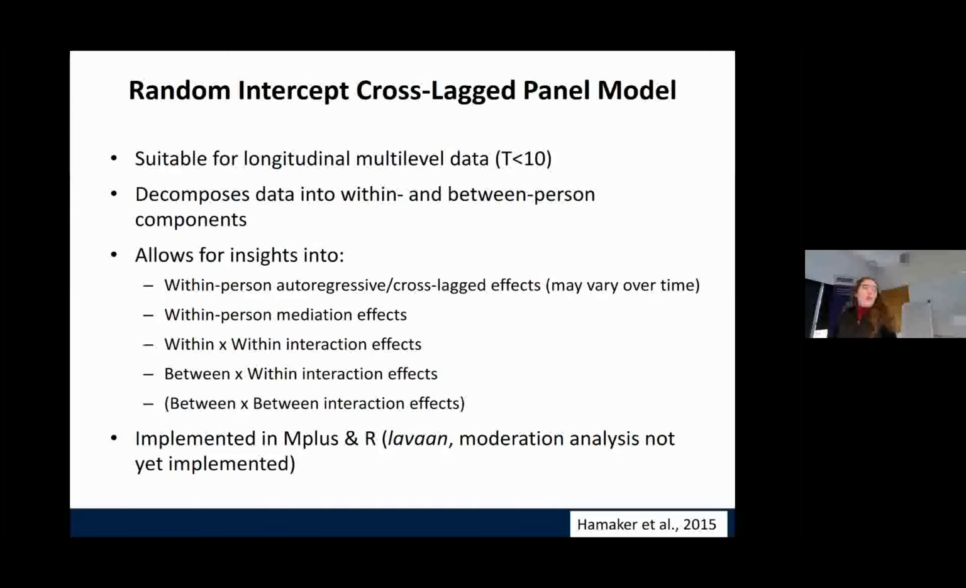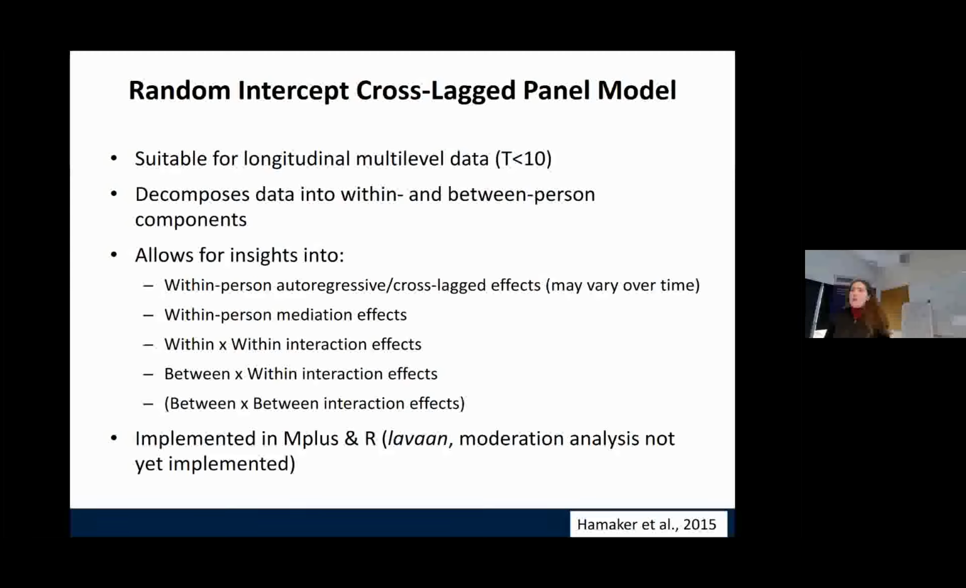First of all, the autoregressive and cross-lagged effects. Cross-lagged effects are what I referred to before, where you've got one variable and how that affects another variable over time. Autoregressive effects are effects where you look at how one variable affects the same variable at a later time point. But then you can also investigate mediation effects at the within-person level and moderation effects, both at the within-person level and across the between- and within-person level.